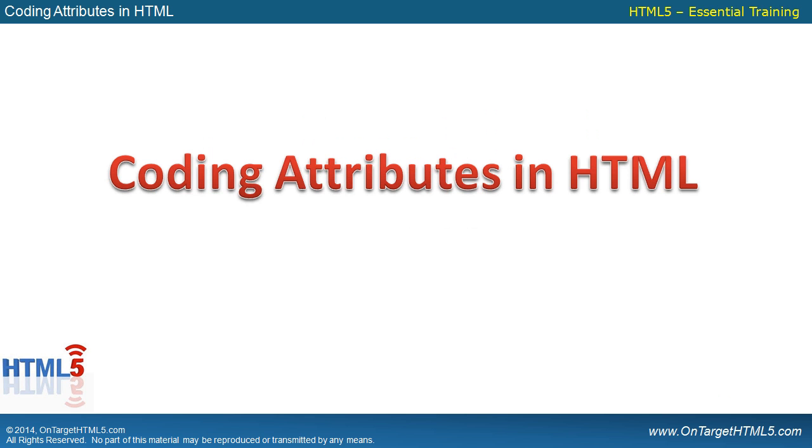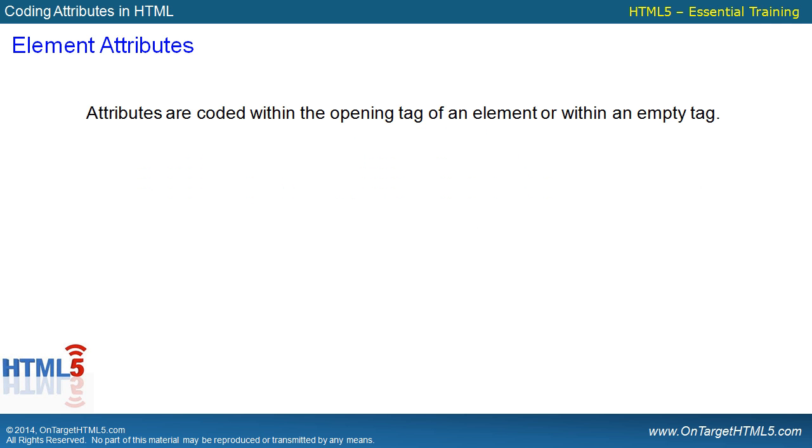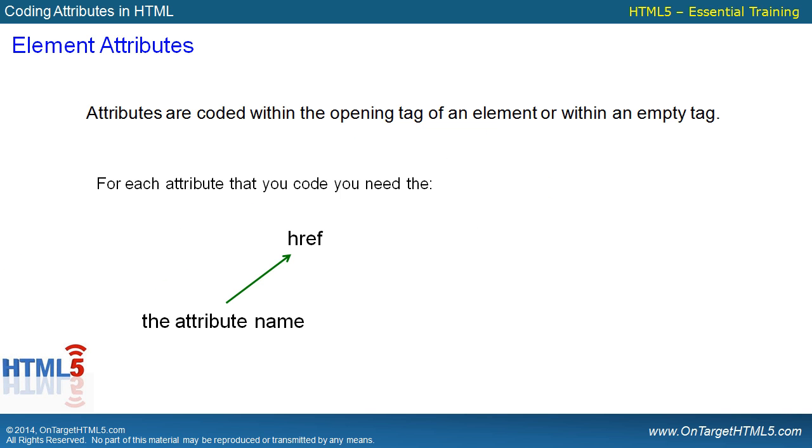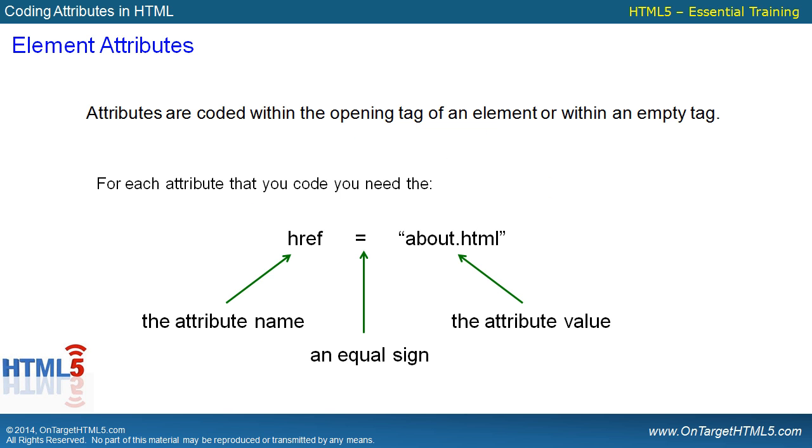I'm Mike King, your instructor, and in this tutorial we're going to be looking at coding attributes in HTML. Attributes are coded within the opening tag of an element or within an empty tag inside of HTML. For each attribute that you code, you need the following. You're going to need the attribute name, you'll want an equal sign, and you're going to want the attribute value that you're actually going to put with that attribute.